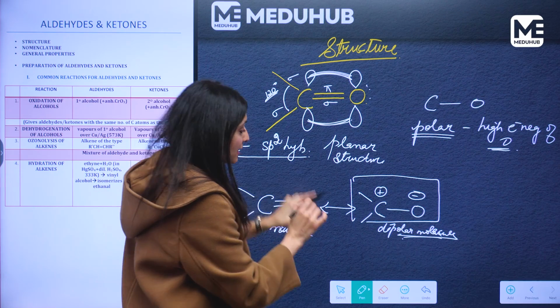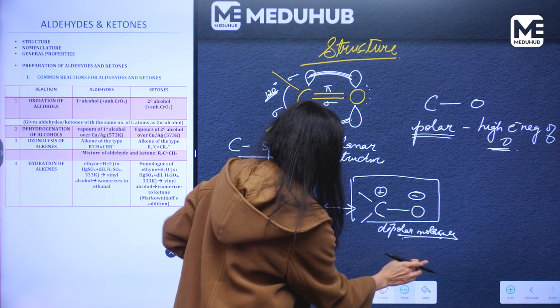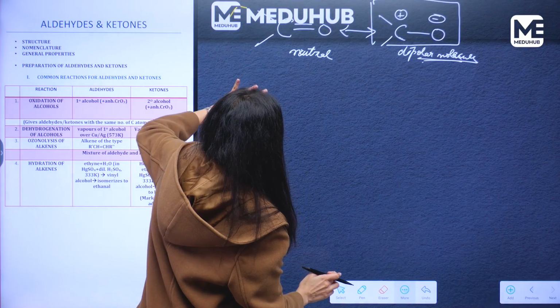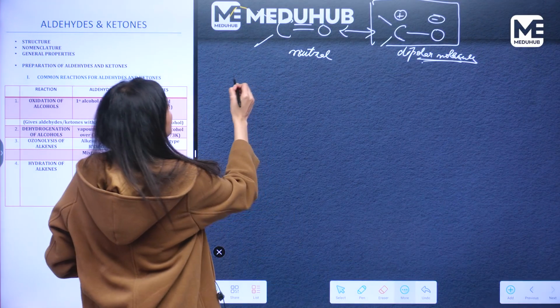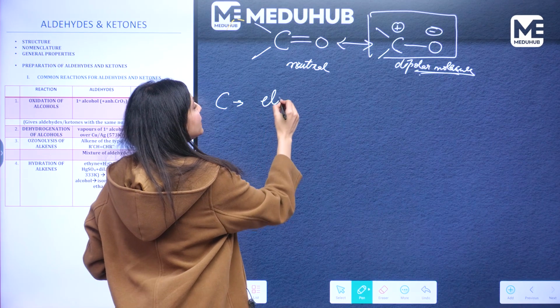Okay, so now that this carbon has a positive charge, it means that this carbon would be an electrophilic center.